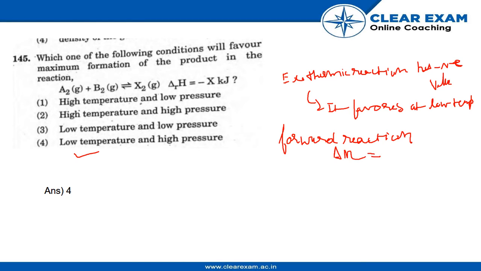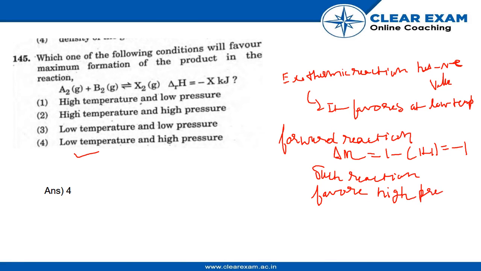forward reaction, del n is equal to 1 minus 1 plus 1, which is equal to minus 1. So such a reaction favors high pressure. So the correct answer is low temperature and high pressure. That is option 4. Option 4 is correct.